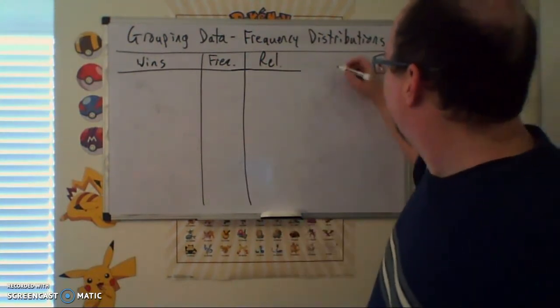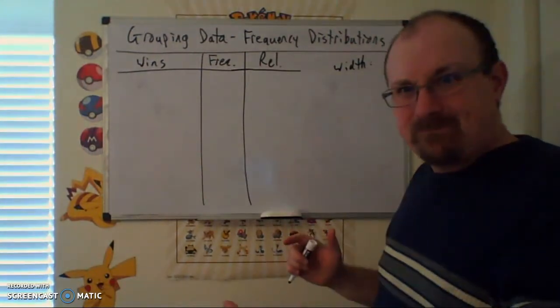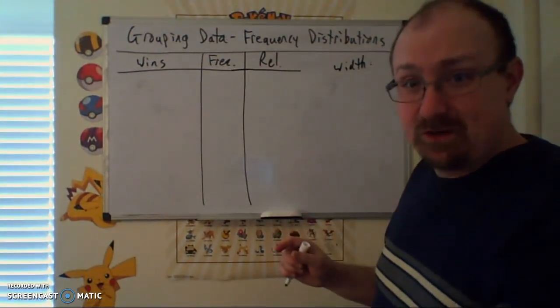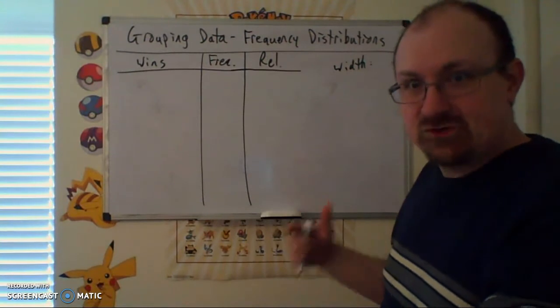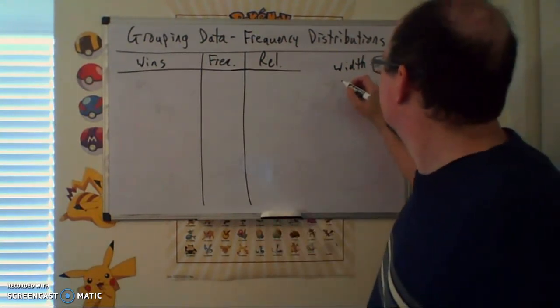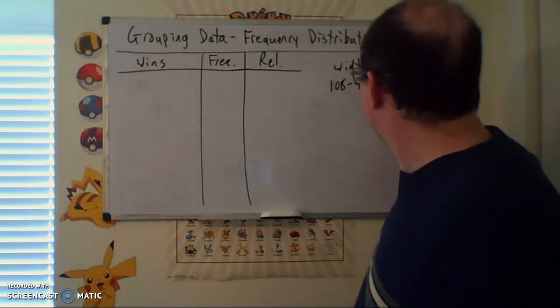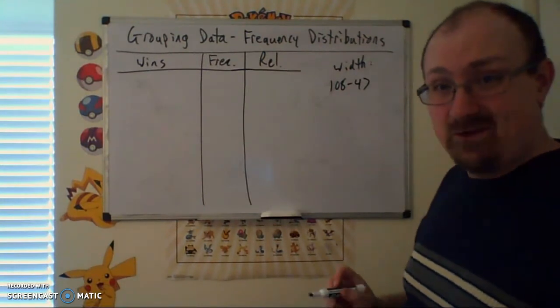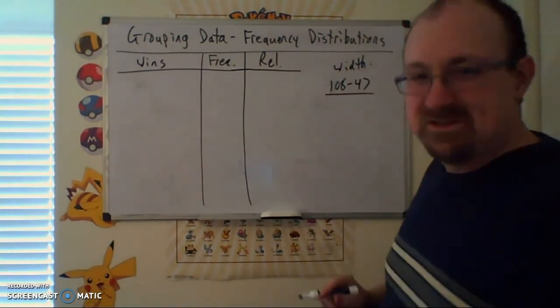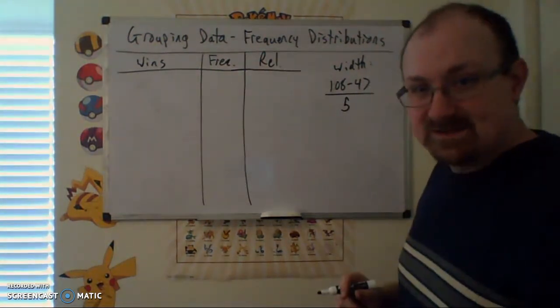So the general rule of thumb to figure out how wide those need to be: take the biggest data entry in your list, the smallest data entry, take their difference, and then divide by however many groups you would need. In this instance, the highest win total I saw was 108. I had 47 wins down at the bottom end. Dividing that by the number of groups in question, which is 5, like I said.